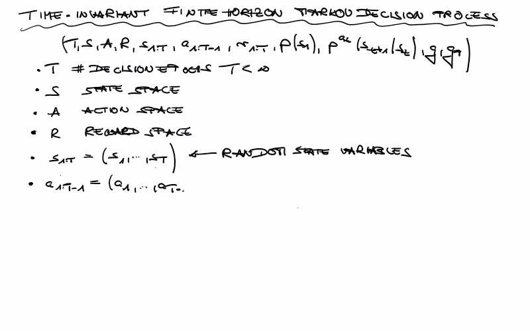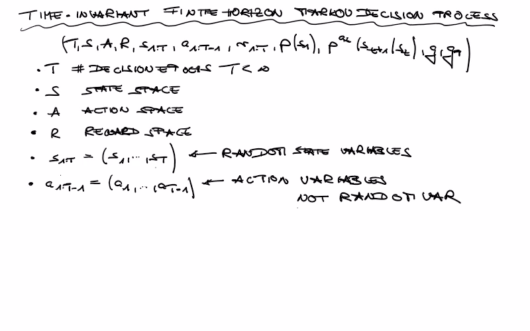Our action variables, A_t, are also important. Action variables are not random variables, at least in the standard theory of Markov decision processes. These are the variables for which you want to find values that maximize, in the end, your expected cumulative reward.